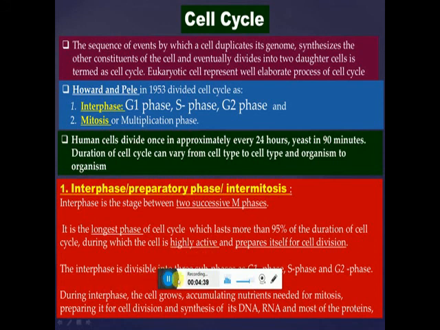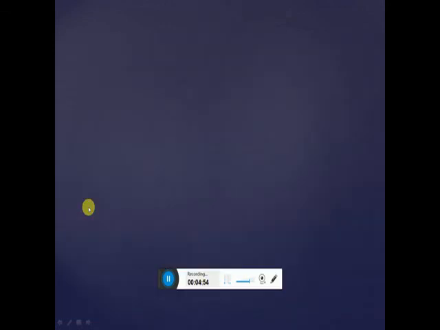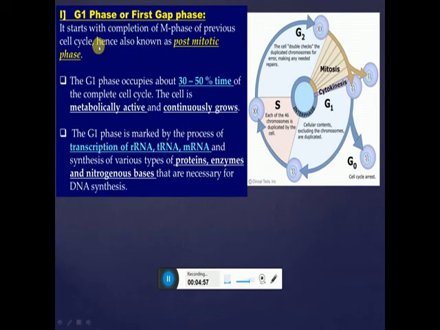The interphase is divisible into the G1 phase, S phase, and G2 phase. During the interphase, the cell grows, accumulates nutrients needed for the mitosis, prepares for the cell division, and synthesizes DNA, RNA and most of the proteins. You can see in the figure that interphase includes G1, S and G2 phase. Then the remaining part is the mitosis, including cytokinesis. The cell may enter into a new cell cycle or may go to the resting phase, that is the G0 phase. We are going to see the G0 after the G1 phase as a separate part.